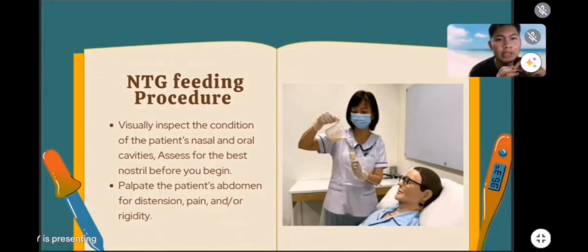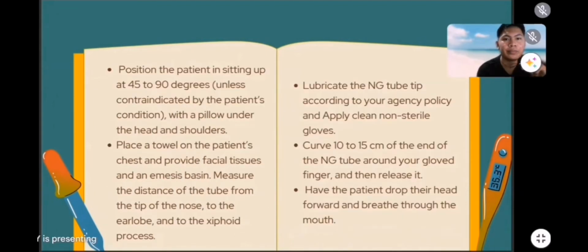Palpate the patient's abdomen for distension, pain, and even rigidity. Position the patient sitting up at 45 degrees with a pillow under the head and shoulders. Next, place a towel on the patient's head and chest and provide facial tissues and an emesis basin. Then measure the distance of the tube from the tip of the nose to the earlobe to the xiphoid process.